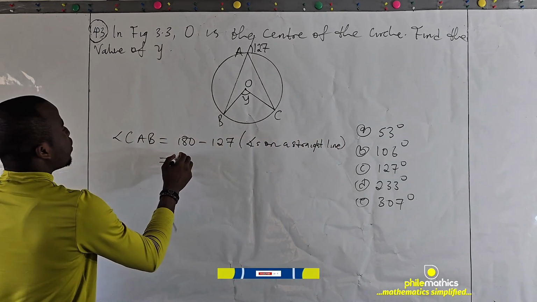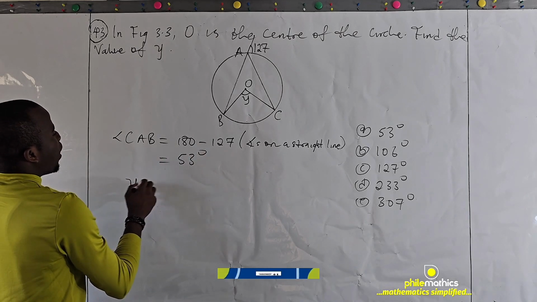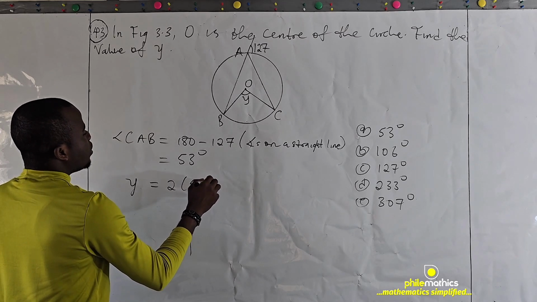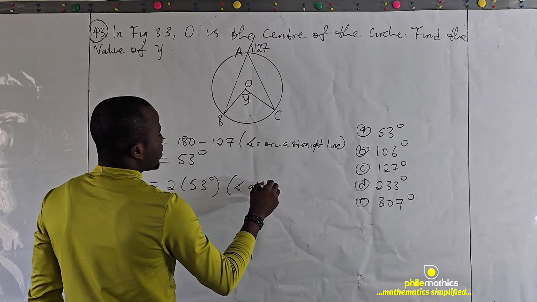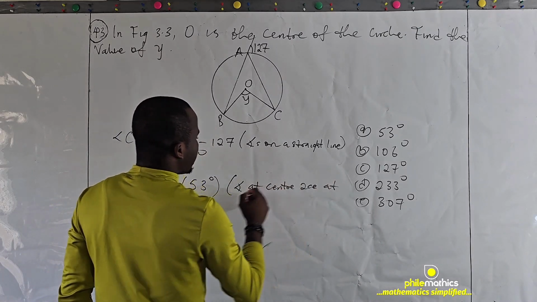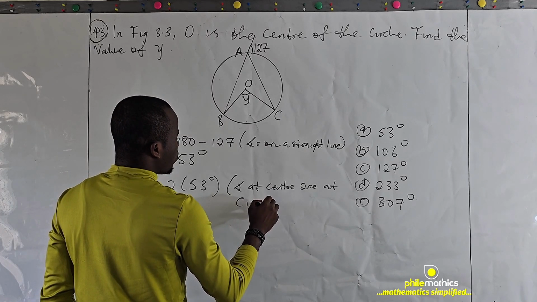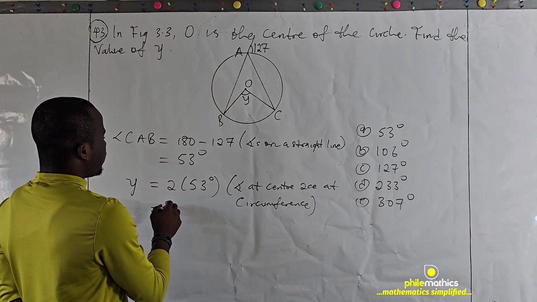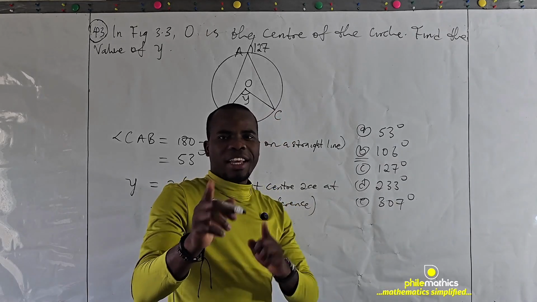and so this is 53 degrees, and so therefore Y is twice 53 degrees, which is angle at center twice angle at circumference. And so 2 times 53 is 106 degrees. And that's B. Thank you for watching.